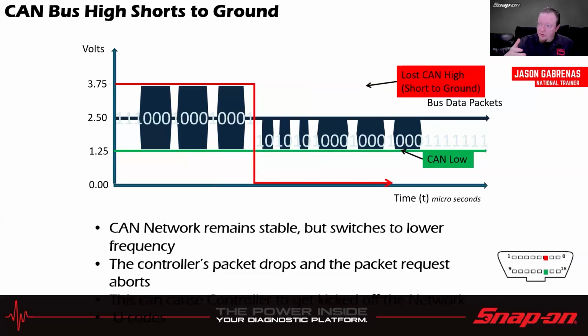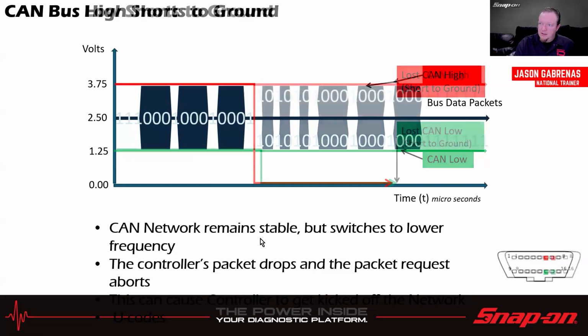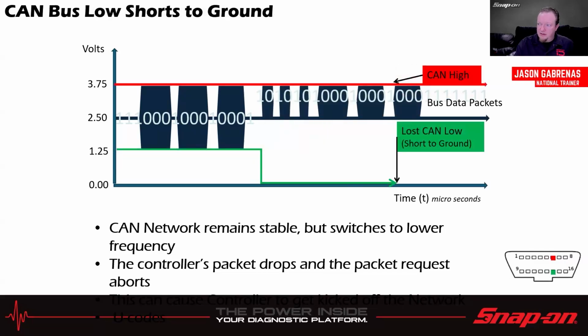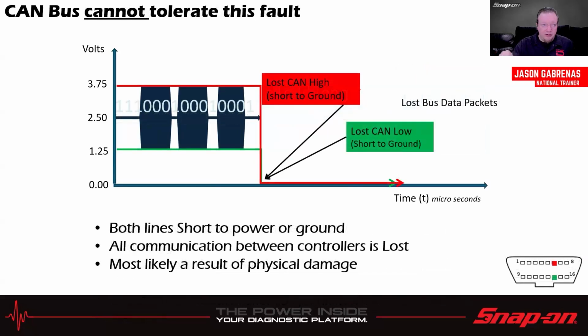If one side gets short to ground, a dead short to ground where nothing's going through, it'll still communicate, but at a lower frequency. Same thing with the low side, same deal. But if both of them are short, probably a break in the line. Probably got cut somewhere. All communication between controllers past that is going to be lost. Most likely a result of physical damage, like it says.